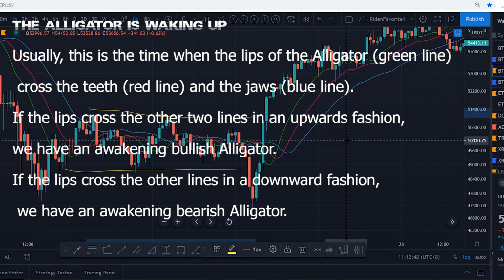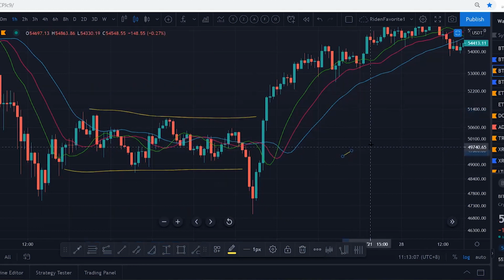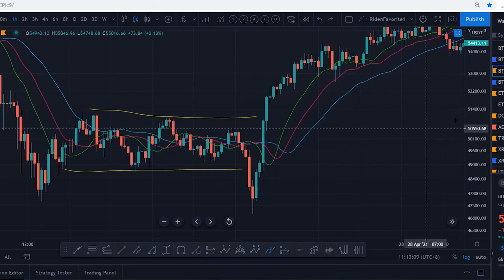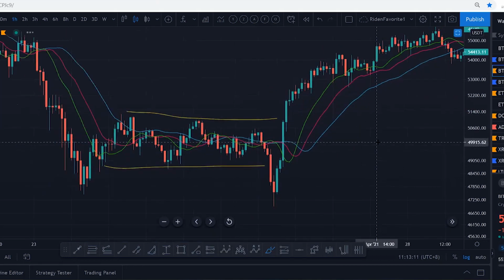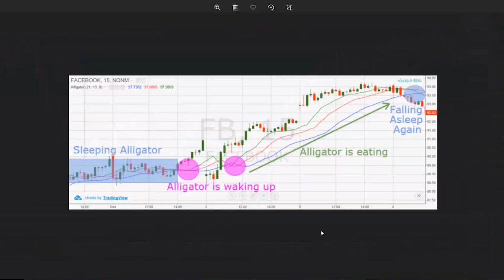If the lips cross the other two lines in an upward fashion, we have an awakening bullish alligator. If the lips cross the other lines in a downward fashion, we have an awakening bearish alligator. This is just a trend guide to help you position yourself where to buy, to take a long position or a short position.